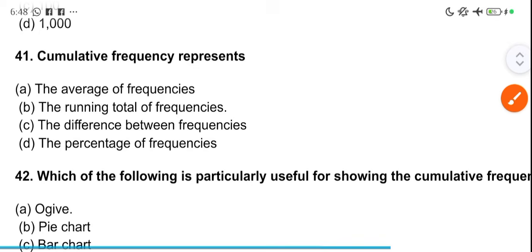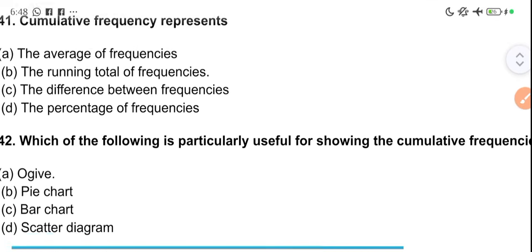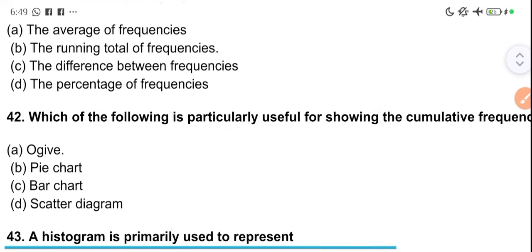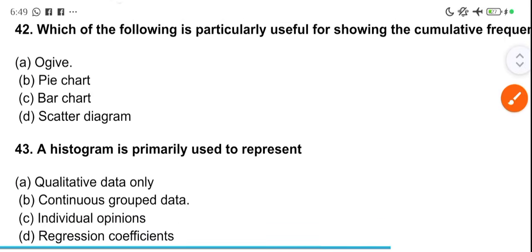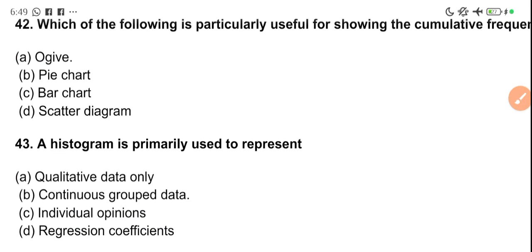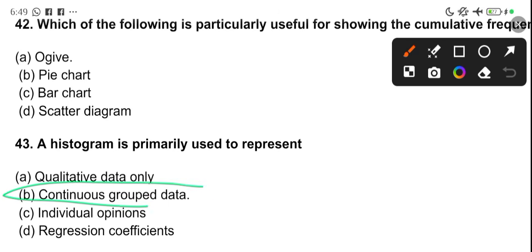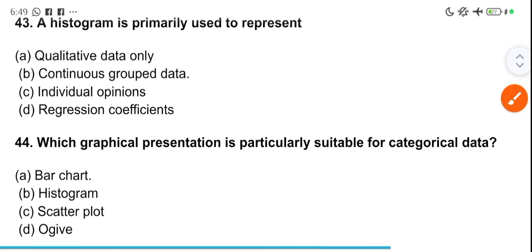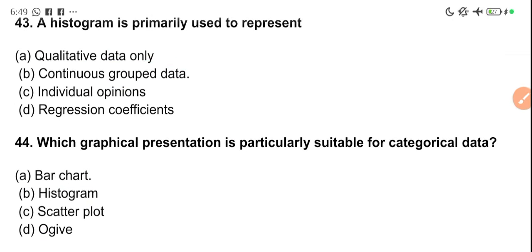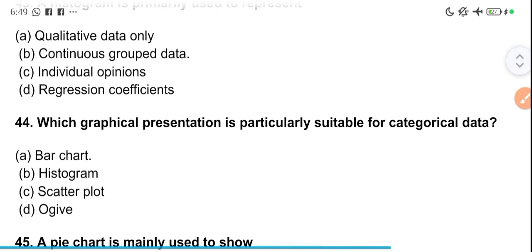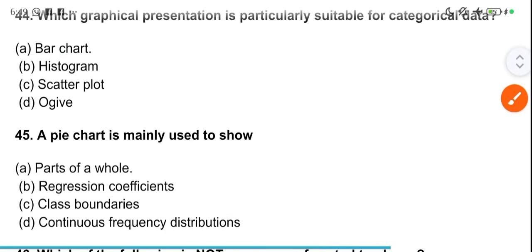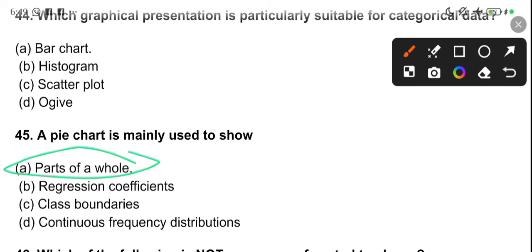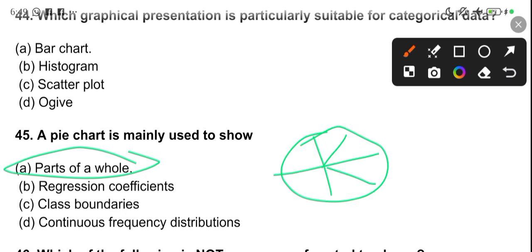The running total. Which of the following is particularly useful for showing the cumulative frequencies of a distribution? Of course, you have the ogive curve. The histogram is primarily used to represent continuous data. Which graphical presentation is particularly suitable for categorical data? We have the bar chart. The pie chart is mainly used to show parts of a whole. That's why we use pie charts. We have something like this, part of the whole.